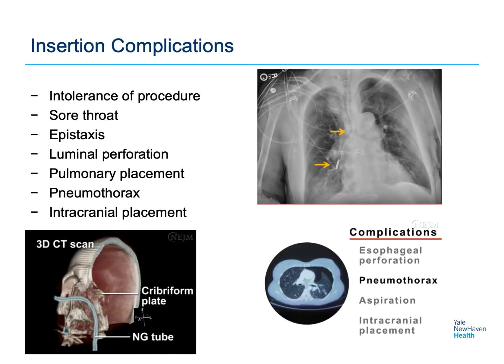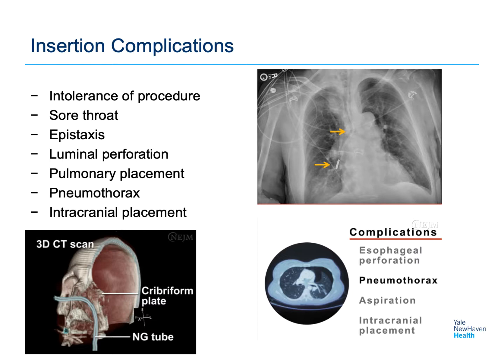In all types of nasogastric and nasoenteric tubes, there are some insertion complications that we need to be aware of. Listed here are some of the ones that are somewhat minor, as far as some patients just have a really hard time tolerating the procedure. Other patients, by having the tube in, will get a sore throat. It's possible to cause a nosebleed when you're placing the tube. And then there are some more serious complications.